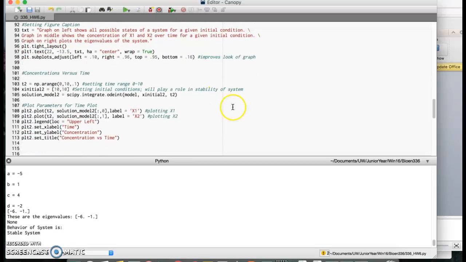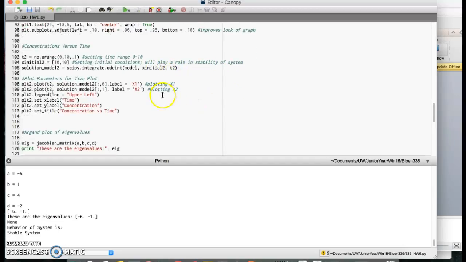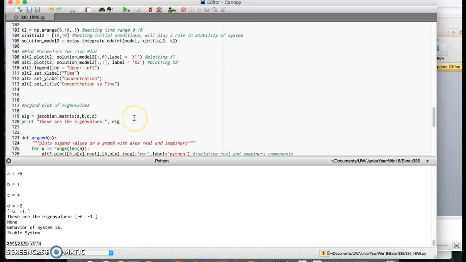So this code here is plotting the concentration versus time. In this instance, I'm setting a time range from 0 to 10, and then doing one initial condition, which is 10, 10 in my case. And that was just arbitrarily chosen. And then here we're solving the system again. And then these are just the plot parameters for the time plot. So we plot x1, x2, both versus time, and then just add labels.